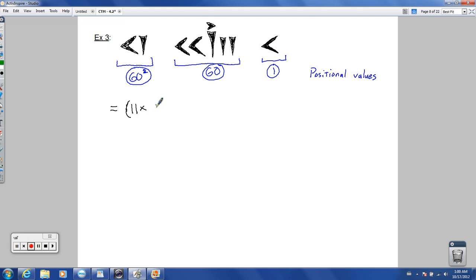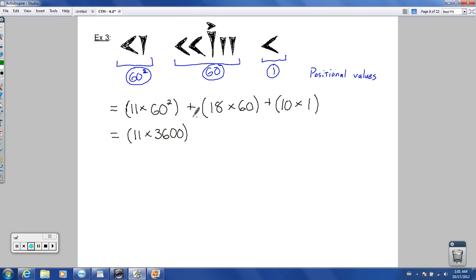So we have 11 times 60 squared. That's this group right here. This is 11, 10 plus 1, and then that's groups of 60 squared. Here we have 20 minus 2, which is 18, so we have 18 groups of 60. And then this is a 10, so we have 10 times 1. Now we're just going to multiply this out. This becomes 11 times 3600. 6 times 6 is 36, and you've got two more zeros multiplied together.